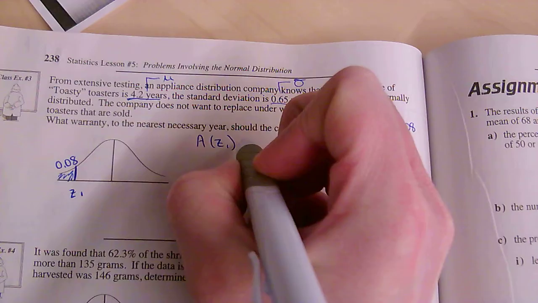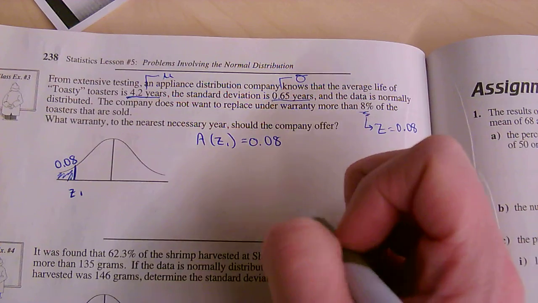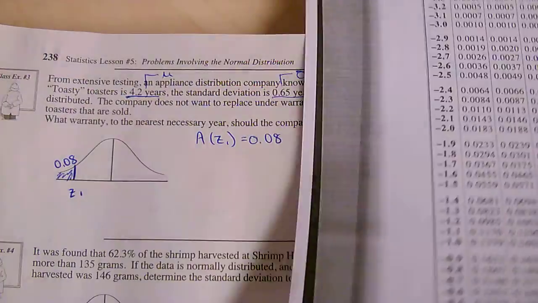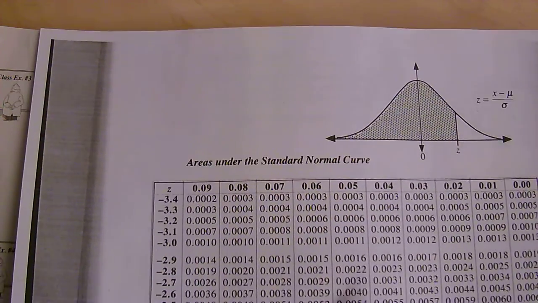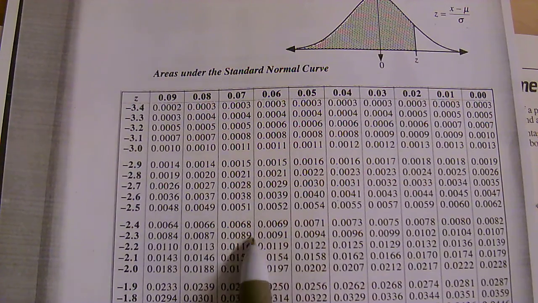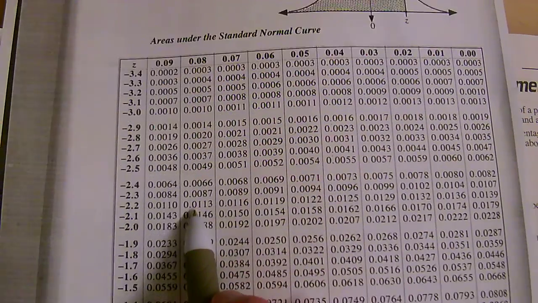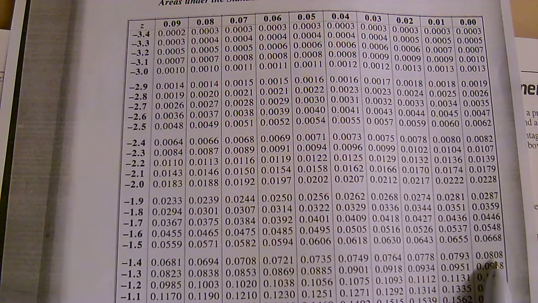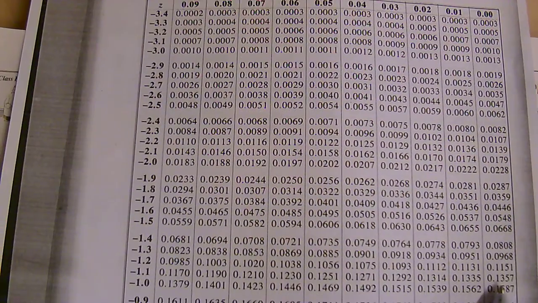So the area of the z curve is 0.08, and from there, where's my positive? We need to find this 0.08. There's some 8s. Maybe not. Okay, so that's pretty close. The negative 1.4.